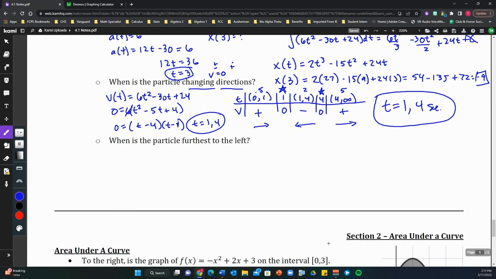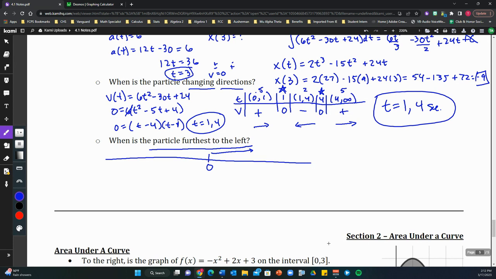All right, and the last one in this marathon video, I'm about ready for a nap, is asking, when is the particle furthest to the left? Okay, well, if we really think about it, we know that it starts at the origin, 0, 0. After 1 second, we are going to the right, and between 1 and 4 is the only time that we are actually moving to the left, because after that, we begin going to the right again. So the only time that this could be furthest to the left is by the end of the interval that it's moving to the left.